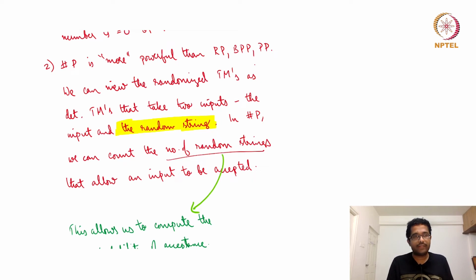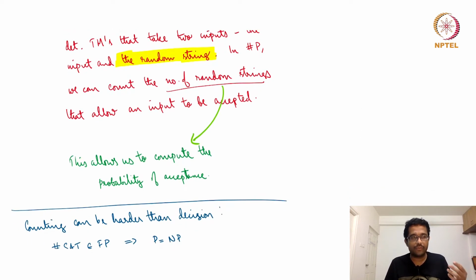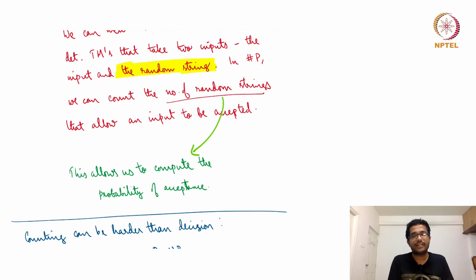And once you do that, now you can count the fraction of random strings, random choices, which lead to an input string x getting accepted. So if you want to check whether a given input string is in the language, we just check what is the fraction, or what is the probability, by which it gets accepted. We can estimate this by the fraction of random strings that lead to it getting accepted.